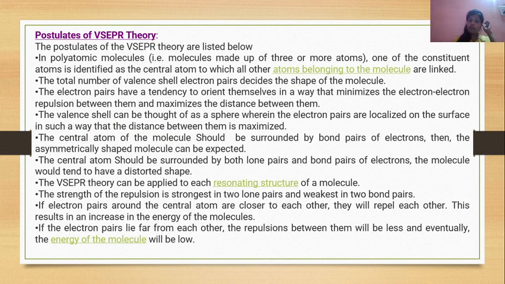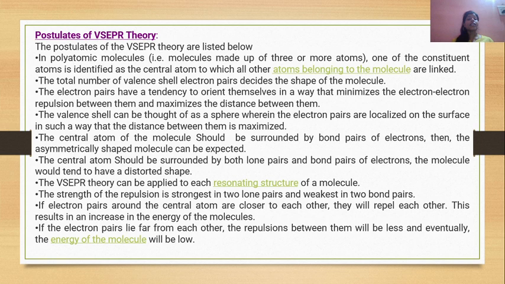Now, the postulates of VSEPR theory, the criteria of VSEPR theory. So, the main postulates are, the first one: in polyatomic molecules, that is, molecules which are made up of more than two atoms, one of the constituent atoms is identified as a central atom. So in polyatomic molecules, one is the central atom and the others are surrounding atoms, to which all other atoms belonging to the molecule are linked. Second one, the total number of valence shell electrons decides the shape of the molecules.